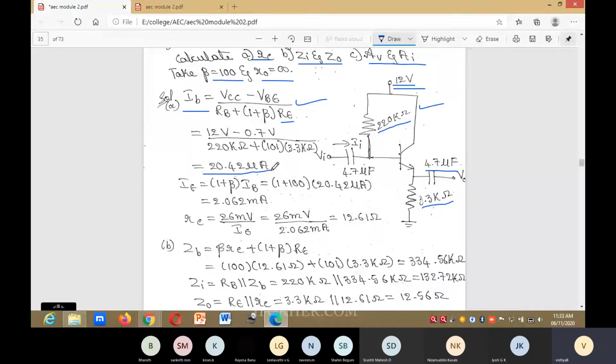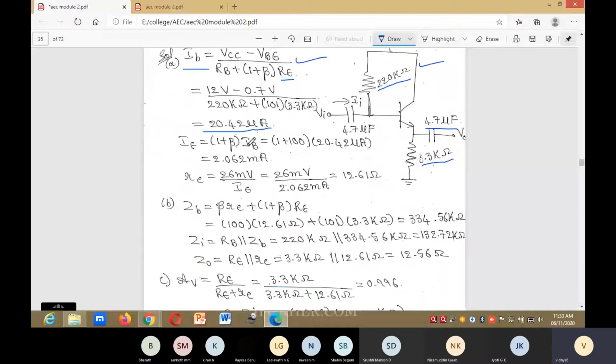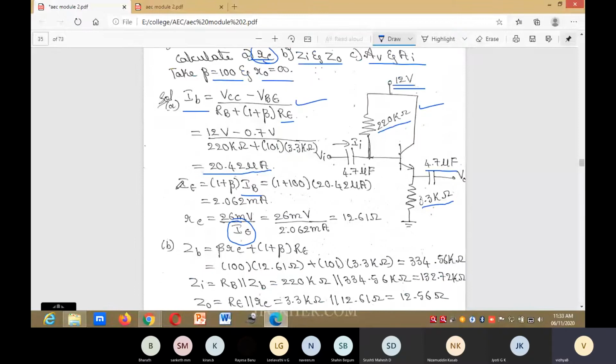We know the IB value, so we can find IE. We need IE, but we don't know the value of IB. So first we will find IB and later we will find IE. IE is equal to what? 1 plus beta into IB. We know the value of beta and also IB. Substitute, you'll get 2.062 milliamps.